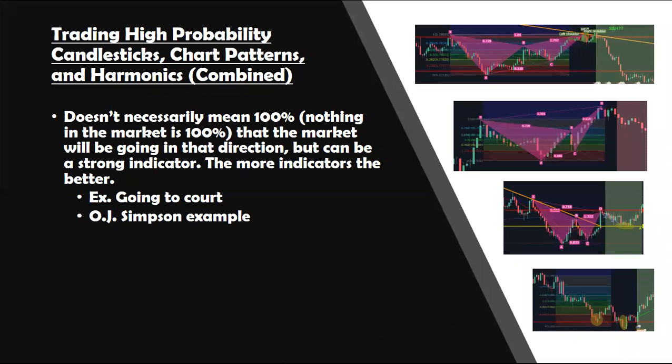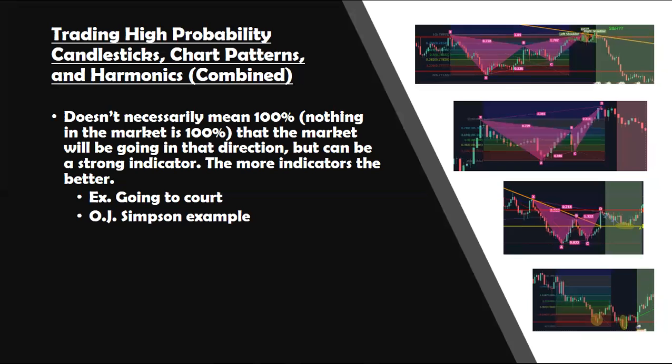All right, so here is pretty much just combining everything together just to give you a trade, okay? So we're trading high probability candlesticks, chart patterns, and harmonics all combined. And this is how you want to use these tools, okay? You just don't want to use one. You want to use all of them combined to help you find a better entry to trade, right?